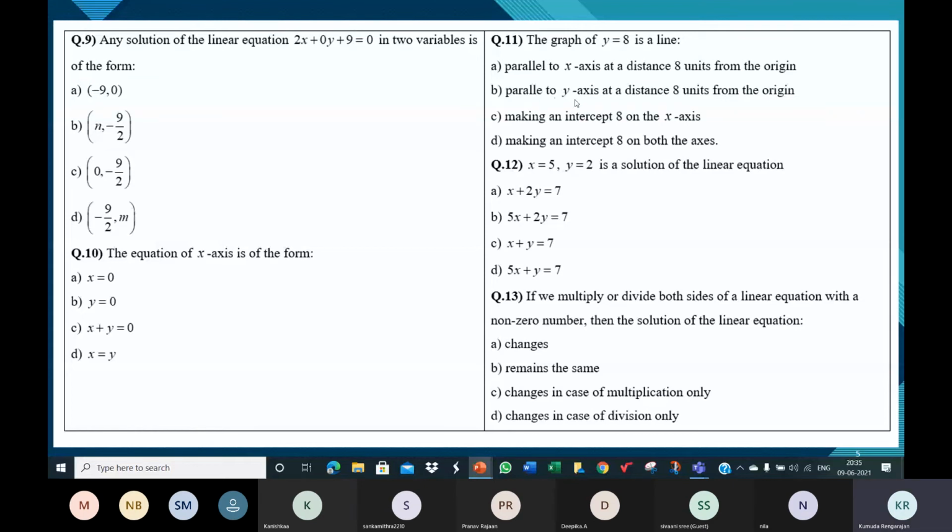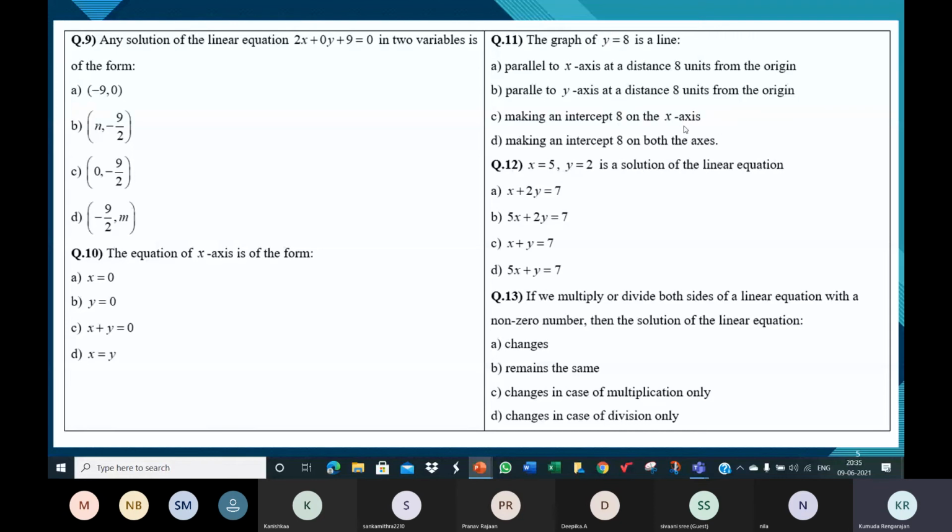Let's see the other options. Parallel to the y-axis. No, y is equal to 8 will not be parallel to the y-axis. So this is incorrect. Next, making an intercept 8 on the x-axis.